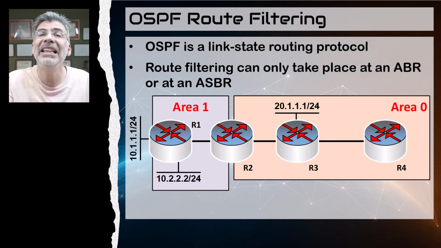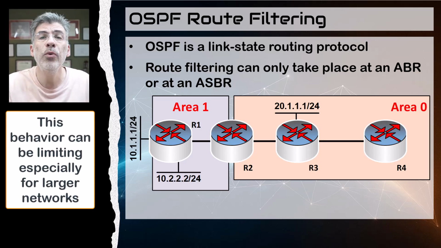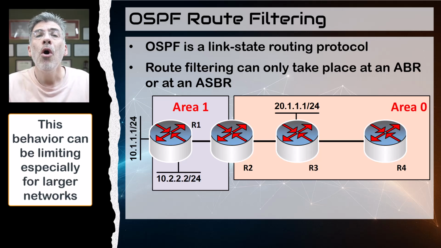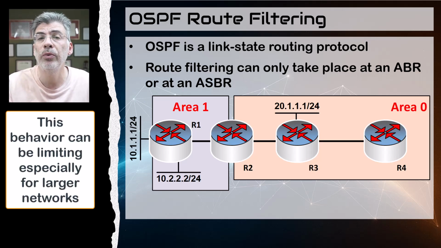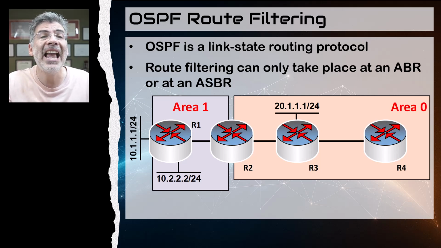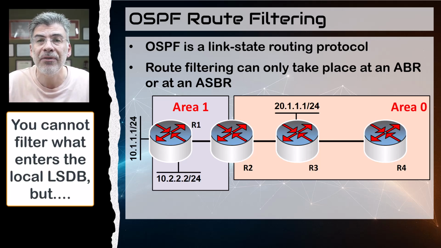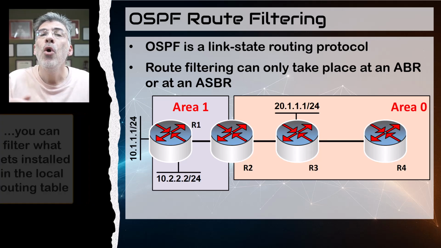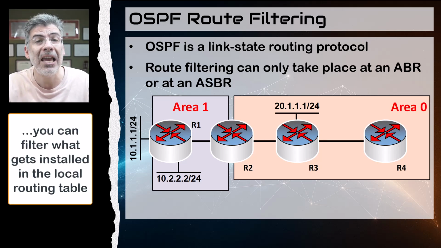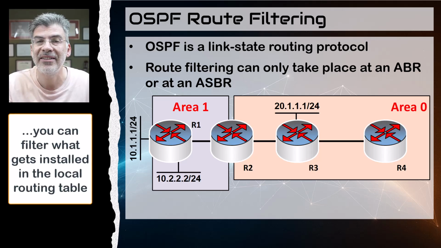So this can be limiting, especially if you have a large OSPF area and you want to have more granular control over what routes a particular router will learn about and what you don't want them to learn about. Now, there is a trick that we can use to get around this behavior. Within an OSPF area, we can't filter what enters the local LSDB of a router, but we can filter what actually gets into the routing table. And we can do that using what is known as a distribute list.